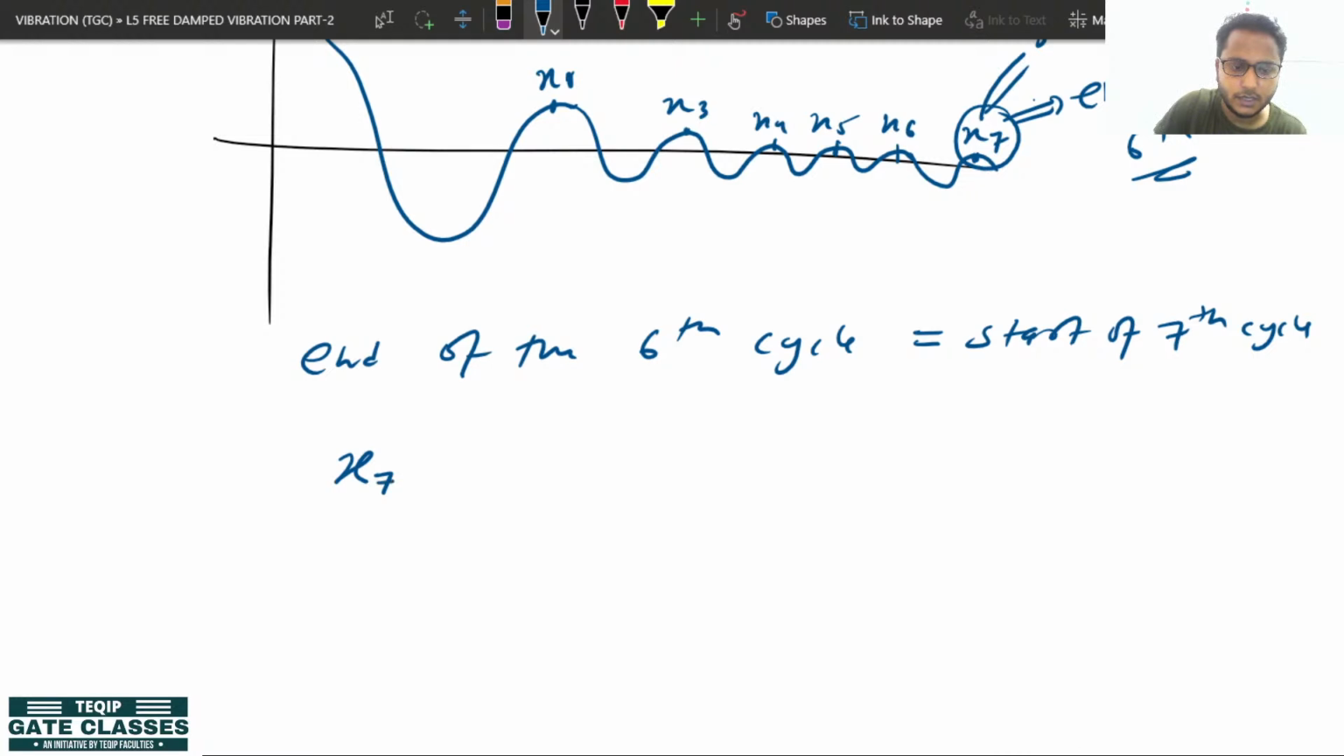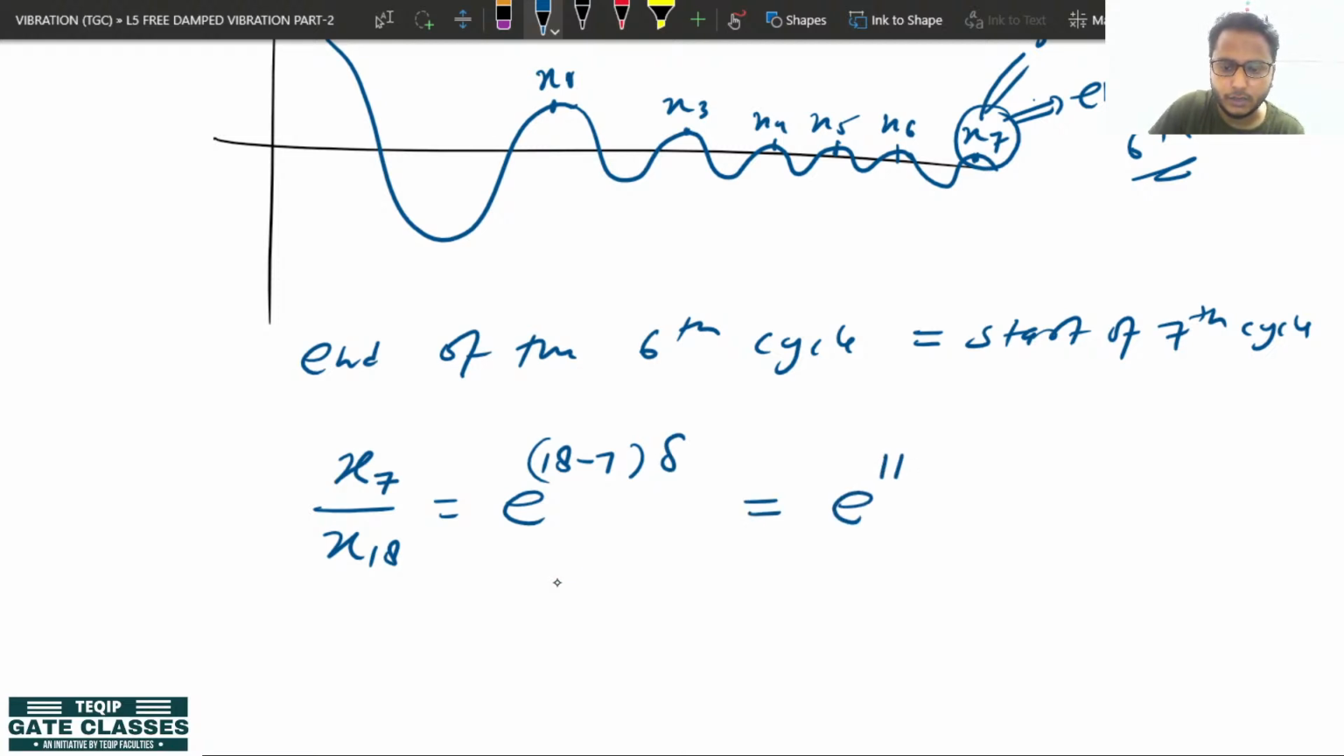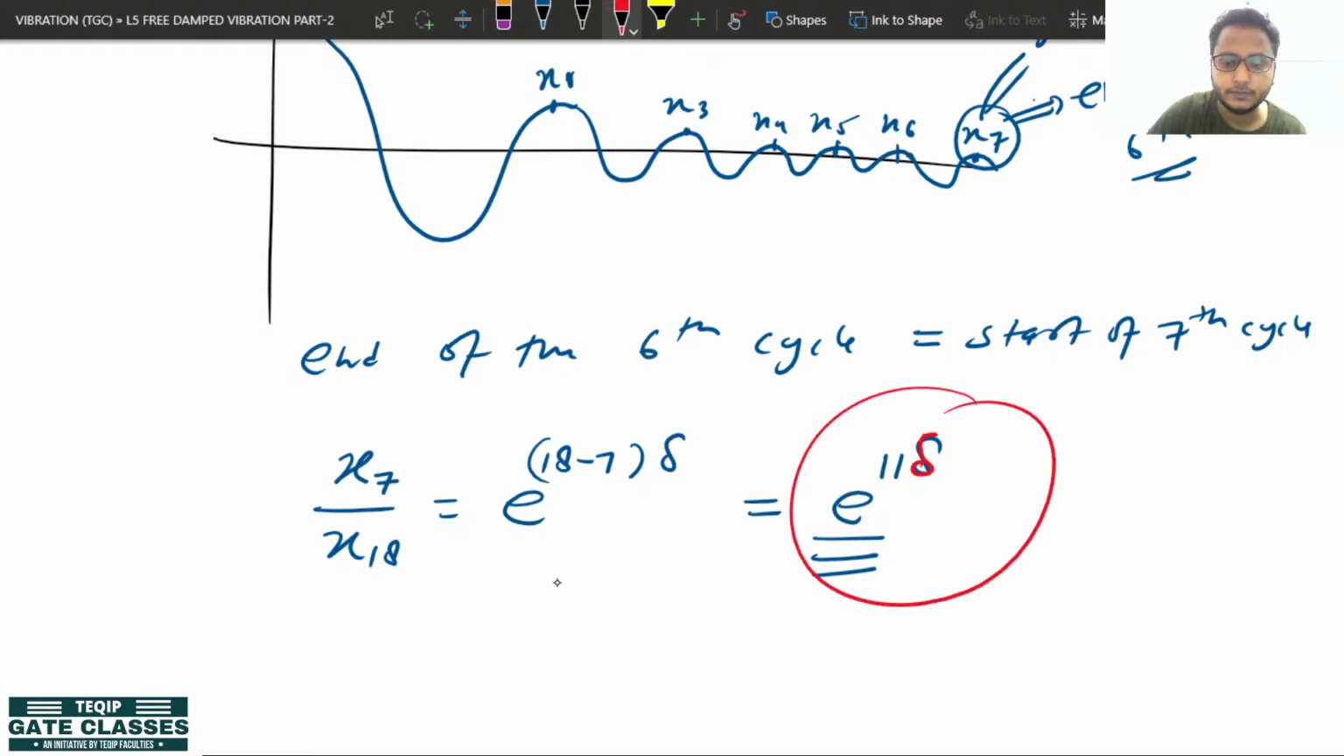start of the seventh cycle divided by start of the 18th cycle, and it will become exponential to the power 18 minus 7 multiplied by delta. So it is exponential to the power 11 delta. This is the answer. Okay, this is delta, not 8. Okay, so this is the answer.